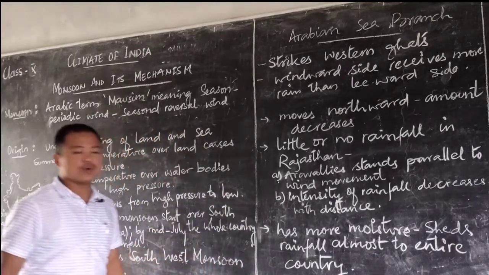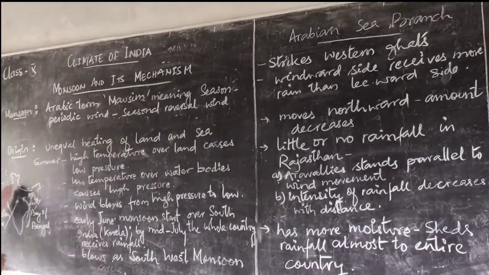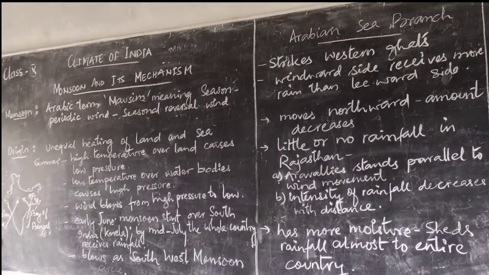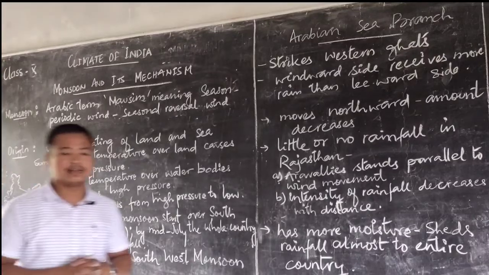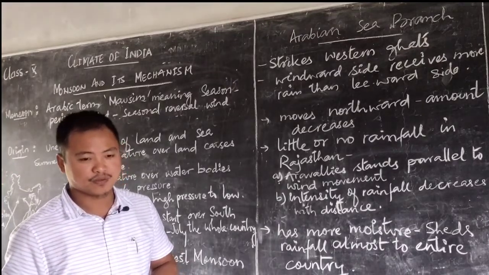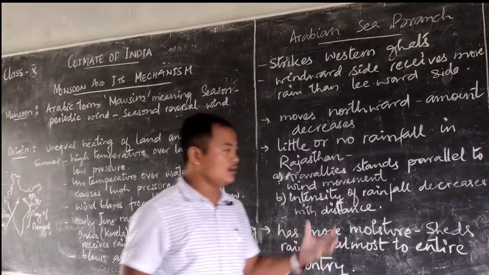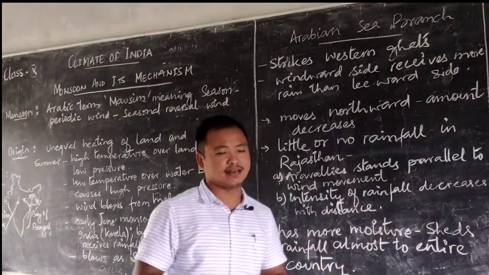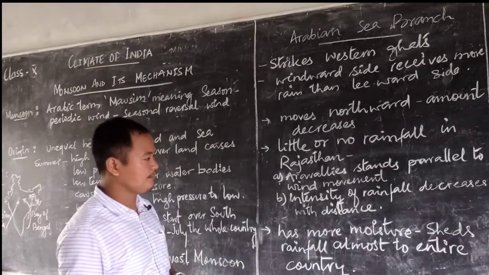The second reason why Rajasthan receives less rainfall is that, as the wind travels the distance, like I said earlier, the amount of rainfall decreases, and hence the place experiences very little rainfall.